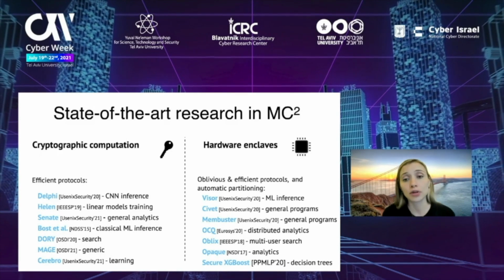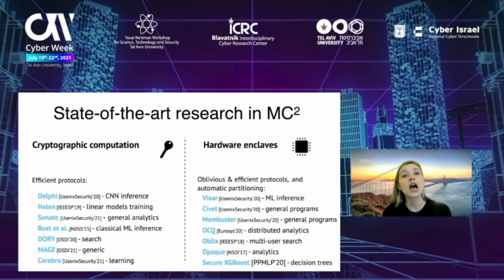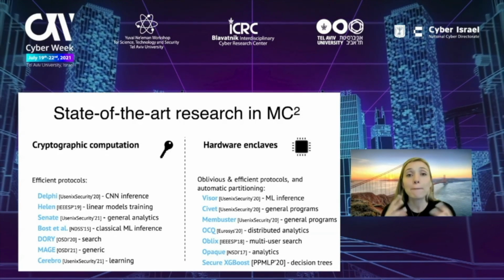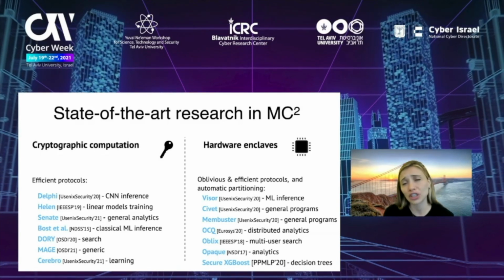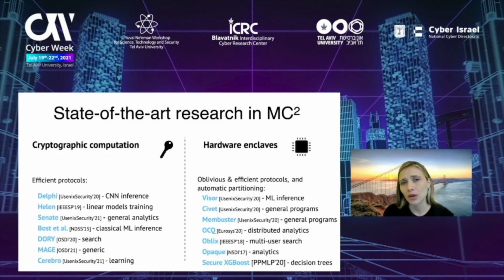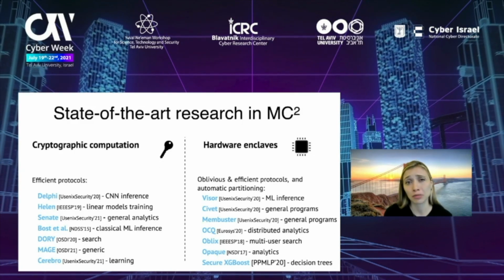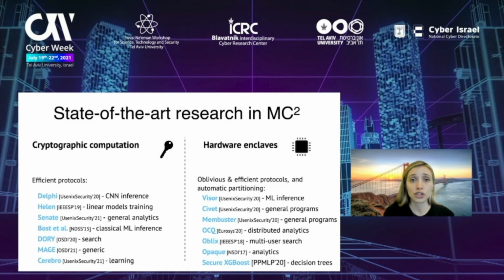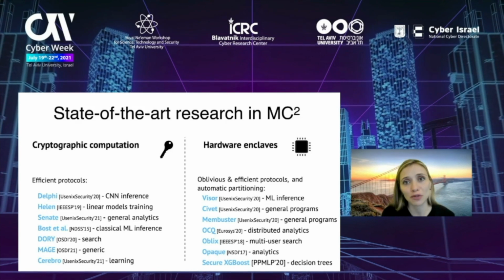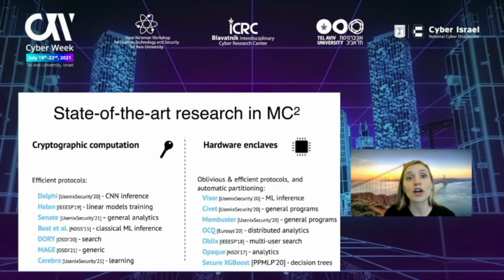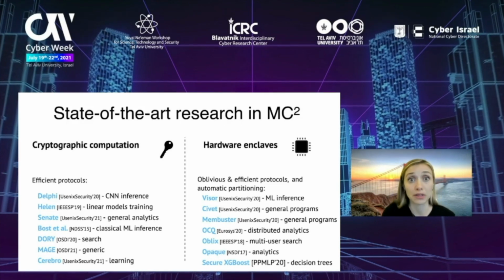The cryptographic approach is cleaner from a mathematical standpoint and it doesn't need specialized hardware, but it's very slow still. You can use it for simple computations like averages or counts, but you can't yet use it for the kind of realistic machine learning training people do today or rich SQL analytics. Hardware enclaves, on the other hand, are much, much more efficient. So in the rest of this talk, I'm going to focus on hardware enclaves and the technology that we built using them.